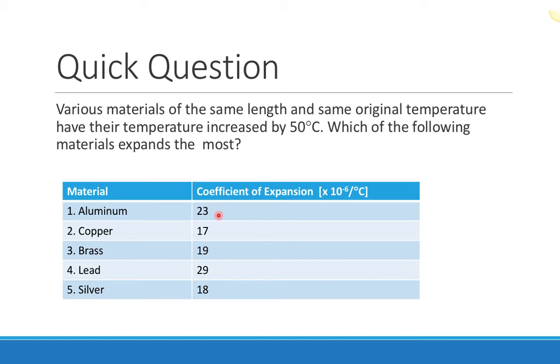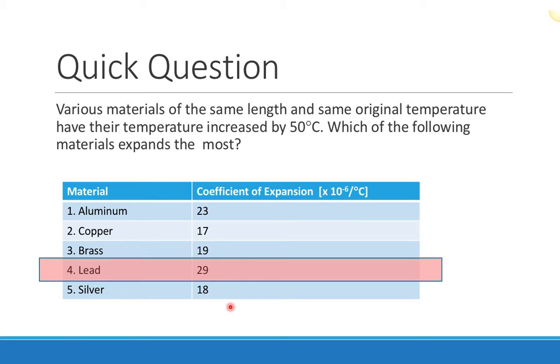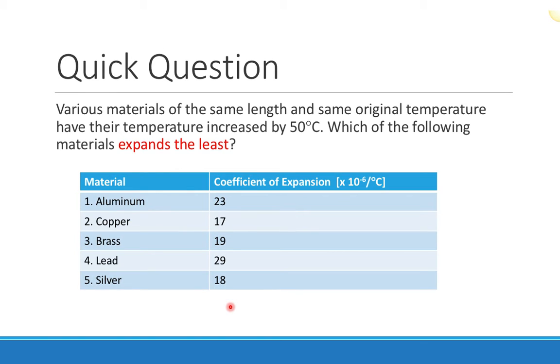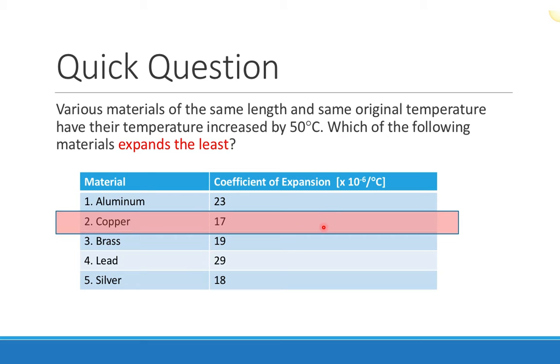So we have their coefficients of expansion, and these are all times 10 to the minus 6 because coefficients of expansion are very small. The material that's going to expand the most is the one that has the largest coefficient of expansion. So when I compare all of these, lead has the largest coefficient of expansion, so it will expand the most. We can also ask the same question, except which one is going to expand the least? Obviously the one that has the smallest coefficient of expansion will expand the least, which is copper in these cases.